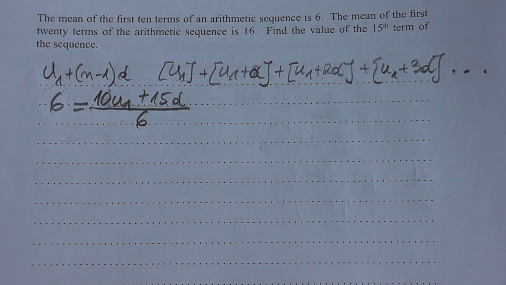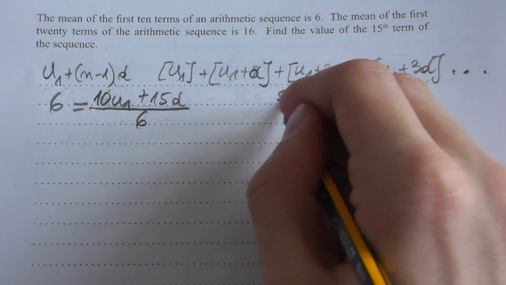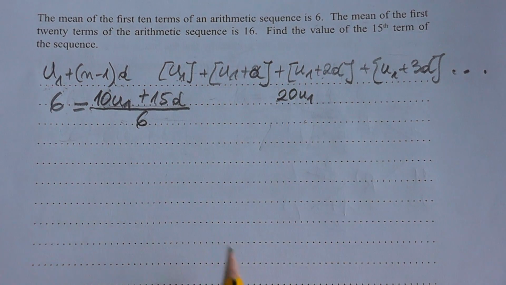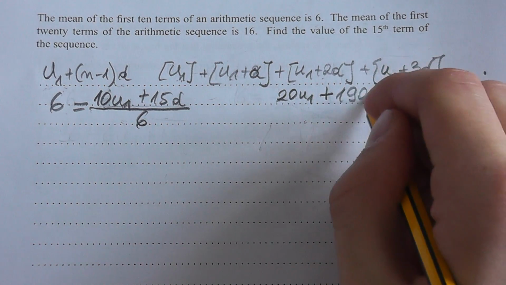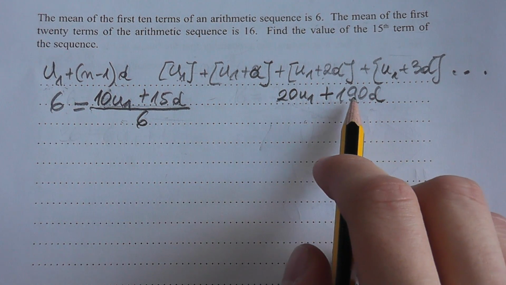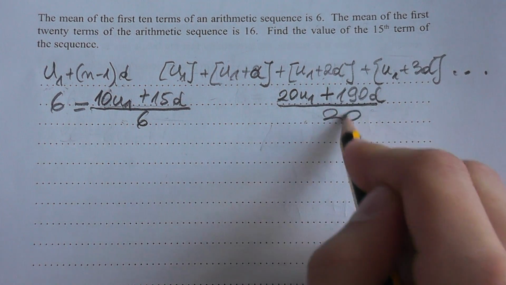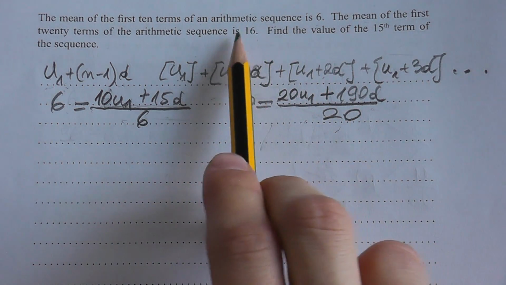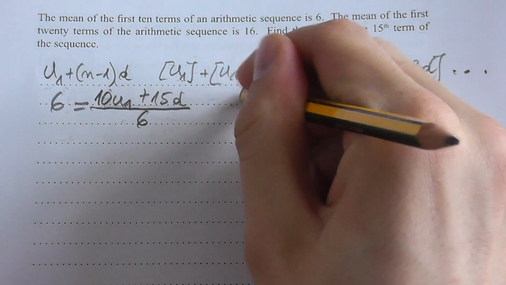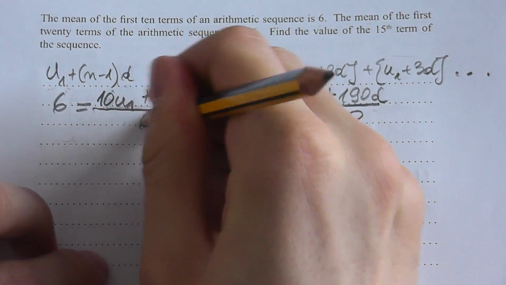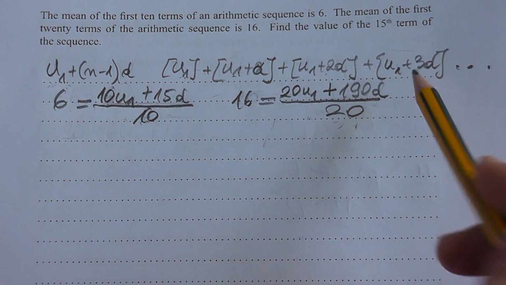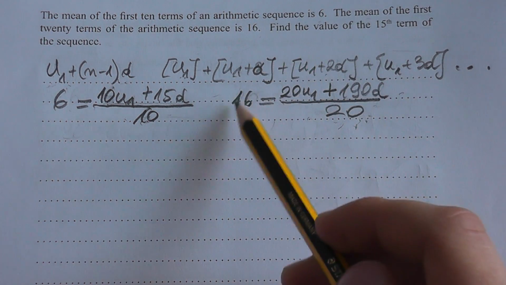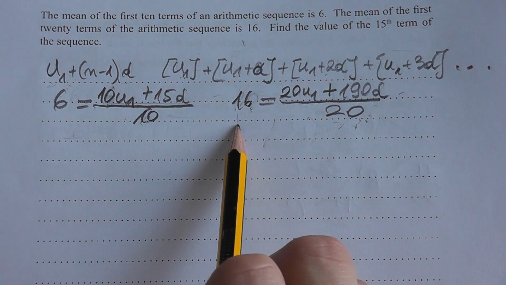And what you get, as you write them out and add them all together, is 20u1, because we're dealing with 20 terms, plus 190d. Now that you couldn't have worked out, you had to actually add them together. When divided by 20, that will give us 16. The mean is nothing but dividing by the number of terms, which is 20, to get the mean. And the mean, we're told, is 16.